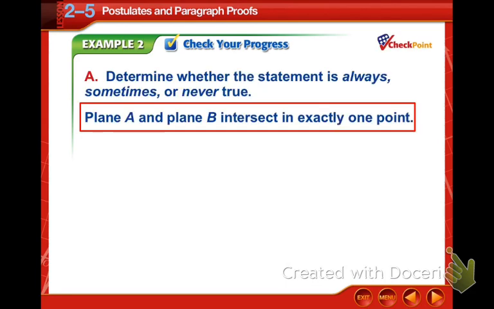Last one of these: plane A and plane B intersect in exactly 1 point. So plane A and plane B, 1 point. So this is talking about 2.7 with intersections of planes, and 2.7 says they intersect in exactly 1 line. So that means this is never true. You can't have 2 planes that intersect to form a point. It has to be a line.